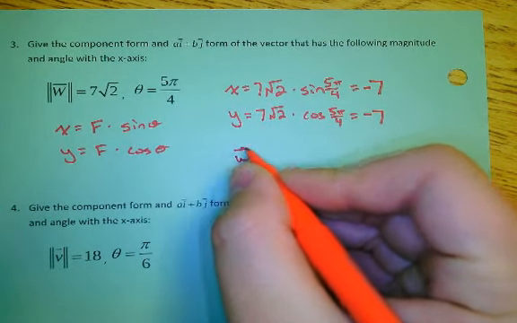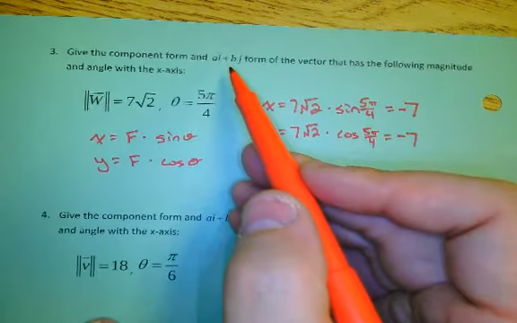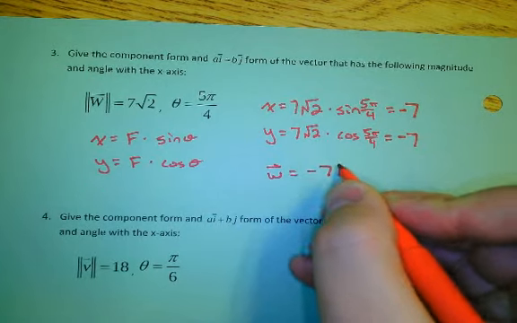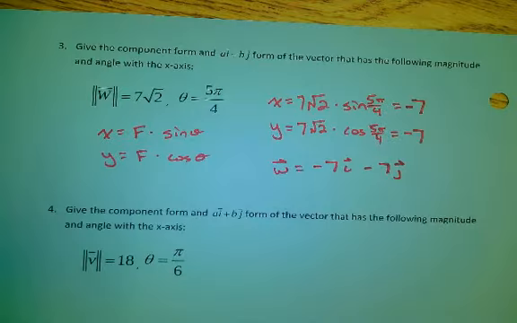Okay, so this is vector W in i plus j form would be negative 7i minus 7j.